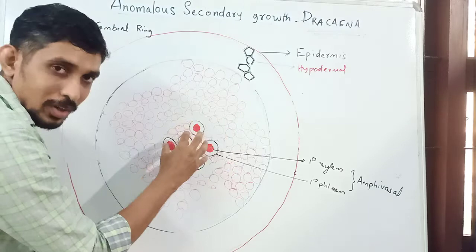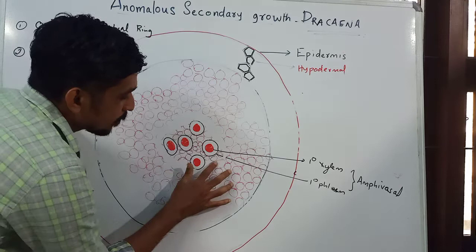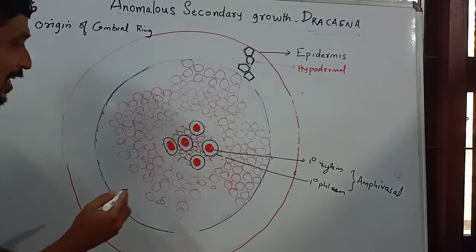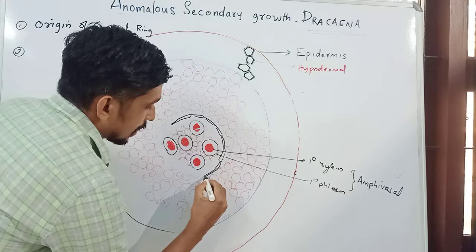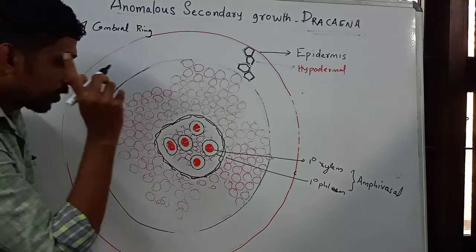So here I erase. Look here, I am erasing this parenchyma cell, which is present just around the primary vascular bundle. These parenchyma cells are transformed into, or in the exact sense, they differentiate into meristematic tissues. So, this is the pattern of cambial ring formation in Dracaena. This is an entirely new kind of cambial ring origin, which is not found in dicot stem and dicot root. Okay. So this is the origin of cambial ring. So cambial ring originates from the parenchyma tissues.